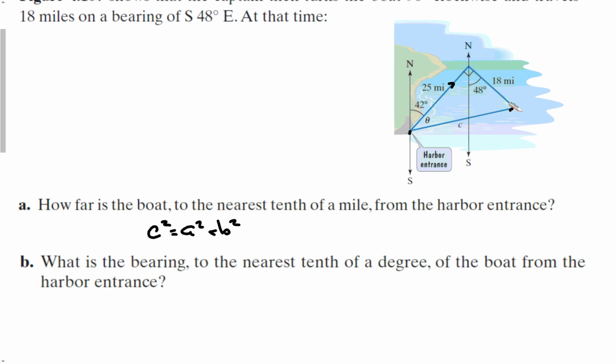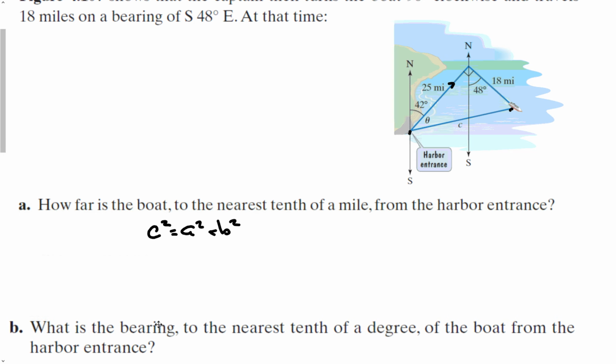Okay, so that means C squared is equal to 25 squared plus 18 squared, which is 949. Right. And then we just take the square root of that, and we get that C is 30.8 miles. Okay. Now we just need the bearing.